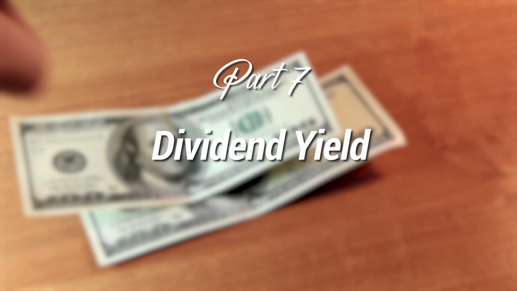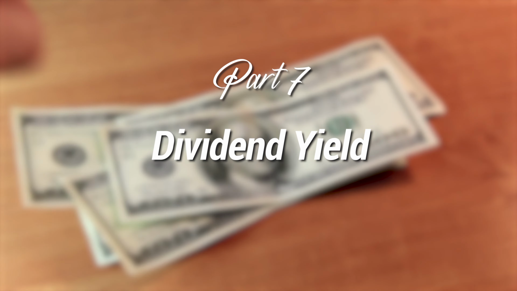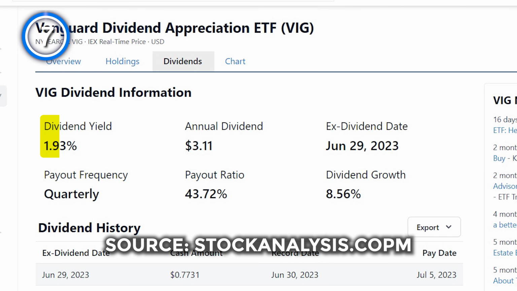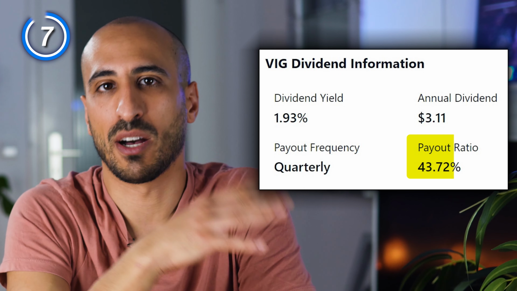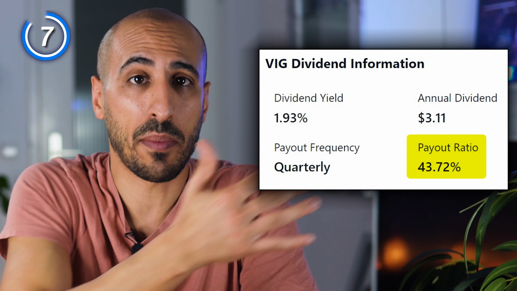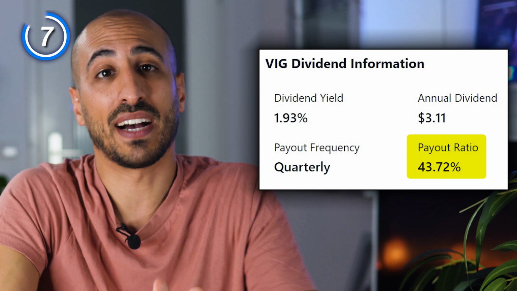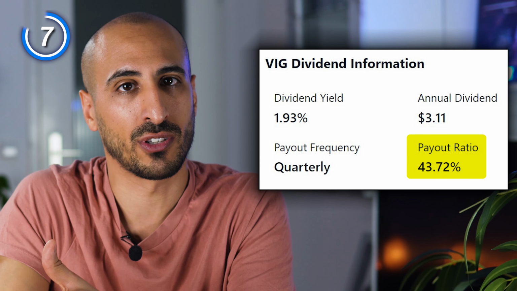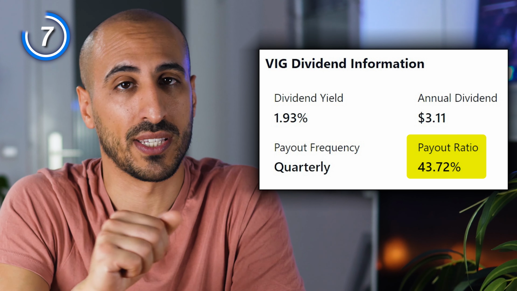So now let's move to the final aspect of a dividend ETF, the dividend yield. VIG has a dividend yield of 1.93% and paid $3.11 per share in the past year, growing 8.56%. The dividend payout ratio, which represents the dividend paid by the company divided by the net income in the same period, is a solid 43.72%.